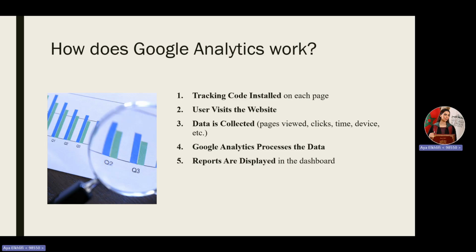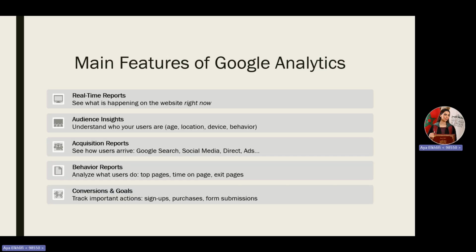For example, the system will show whether visitors came from Google search, Instagram, an ad campaign, or by simply typing the name of the website directly. It will also track how long they stay, which pages they view, and when they leave. So this is a simple cycle: it tracks, collects, processes, reports, and provides a complete picture of user activity, helping businesses make smarter decisions based on real data. So what are this tool's main features?